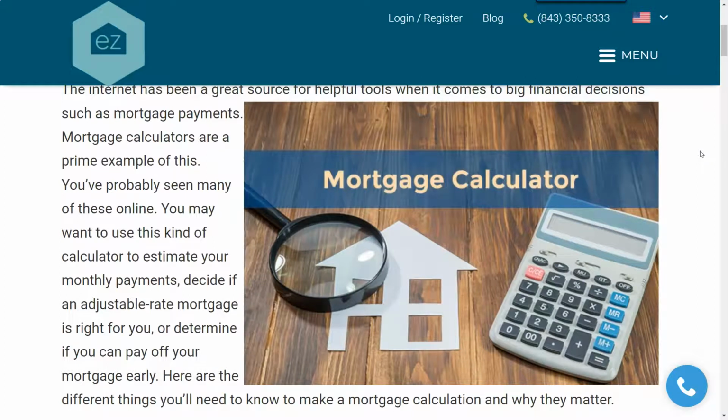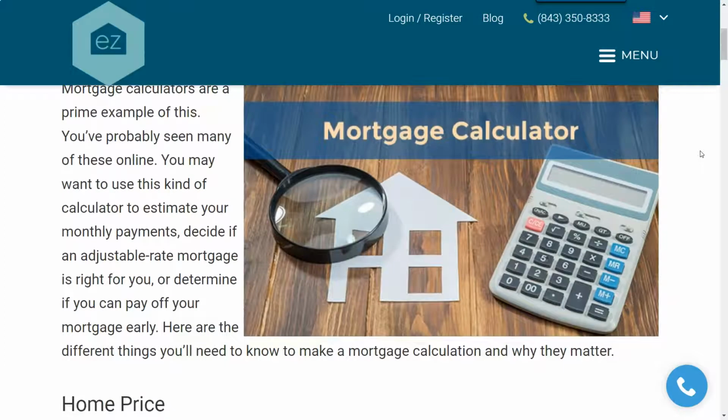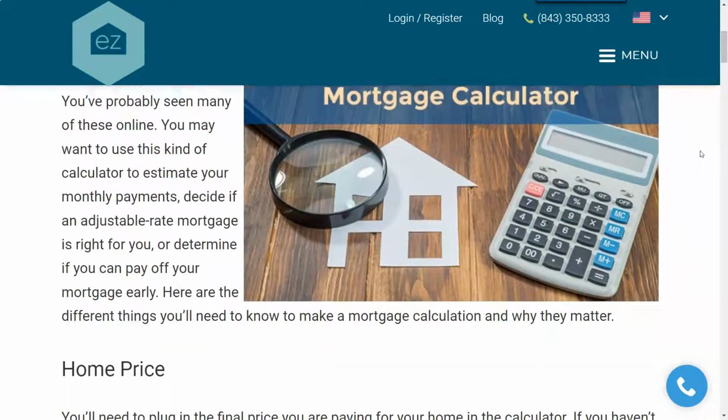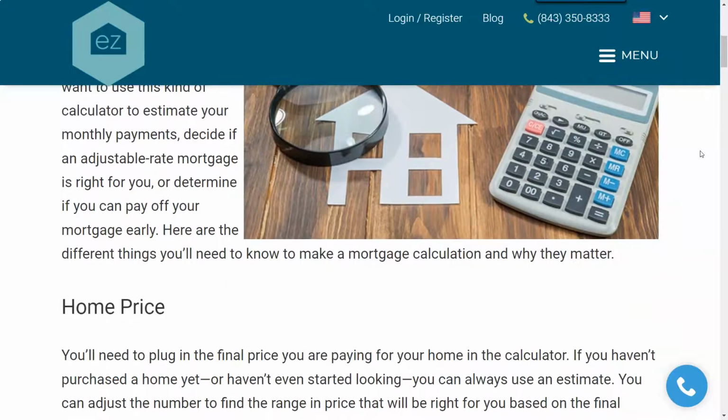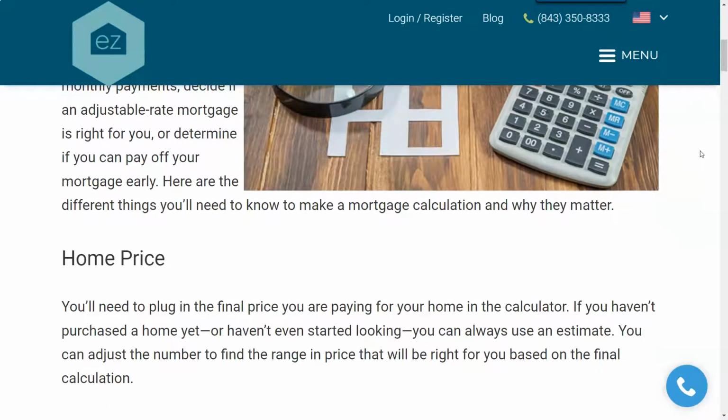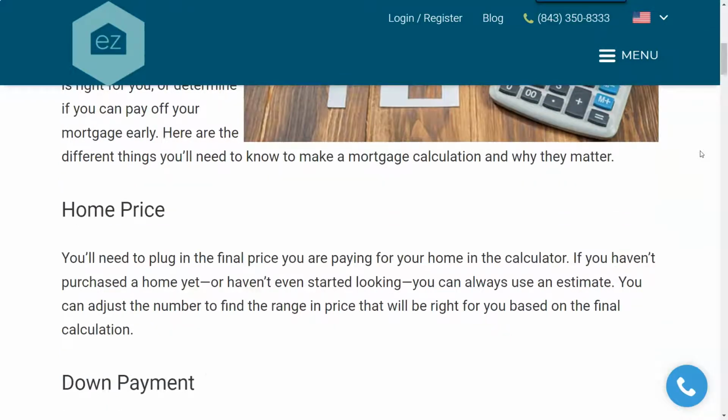So a mortgage calculator is very easy to find, as we talked about. You've probably seen these online. You may want to use this kind of calculator to estimate your payments, decide if an adjustable rate mortgage is right for you, or determine if you can pay off the mortgage early. Now, here's some different things that you'll need to know to make the mortgage calculator work to your benefit, right?